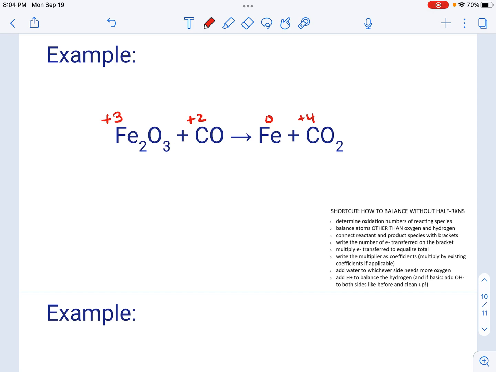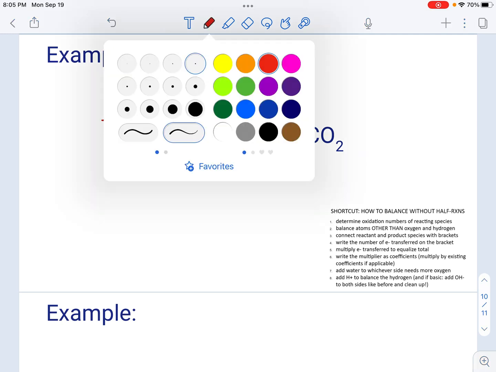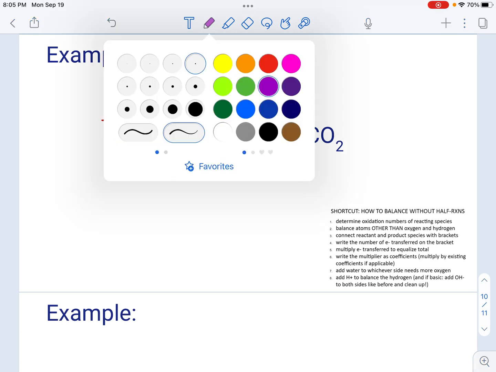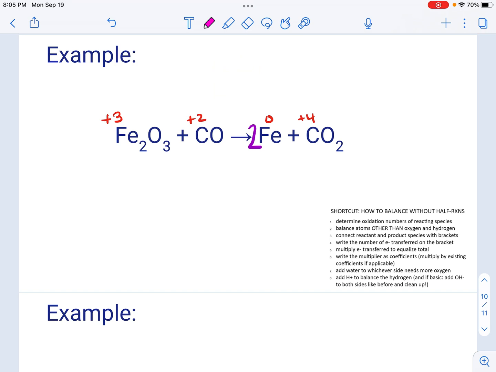Then I'm going to balance anything other than oxygen and hydrogen. I can see that I have 2 iron on the left, so I need to put a 2 in front of the iron on the right. But my carbon is the same on both sides. Now I'm going to connect my reactants and products with brackets. I'll connect a bracket for the plus 3 to 0, which will be the reduction half, and a bracket from the plus 2 to plus 4 for the carbon, which will be the oxidation half. You have to have one of each, so it's really helpful to always stop and check that you have that before you keep going.